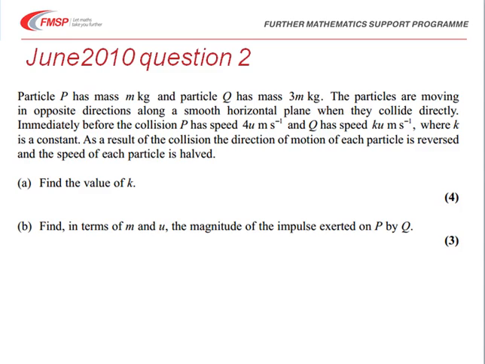After the collision, the direction of the motion of both particles is reversed and the speed of each particle is halved. So with that information, we're asked to find the value of k, and then after we've done that, to find in terms of m and u the magnitude of the impulse exerted on P by Q.